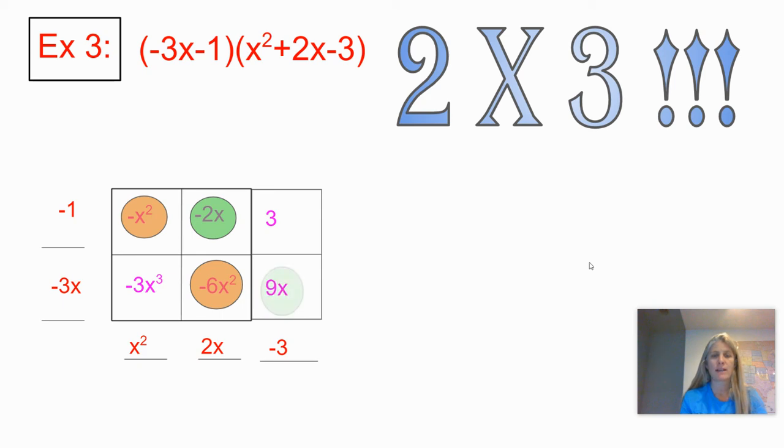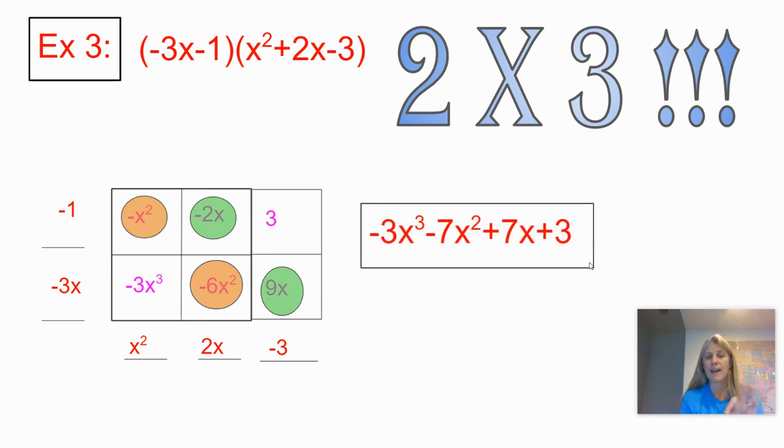So I have negative 3x to the third power, negative 6x squared plus negative x squared is negative 7x squared. We have 9x minus 2x, which is positive 7x, and then there's nothing to combine my 3 with. So the answer to this problem, which is a binomial times a polynomial, is negative 3x cubed, minus 7x squared, plus 7x plus 3.